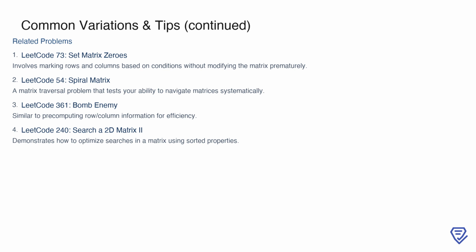LeetCode 54, Spiral Matrix, tests your ability to navigate a matrix systematically, which is a useful skill for implementing efficient traversal patterns. LeetCode 361, Bomb Enemy, shares a key similarity in that it relies on pre-computing row and column information to optimize calculations. Finally, LeetCode 240, Search a 2D Matrix II, demonstrates how to take advantage of sorted properties in a matrix to optimize searches.